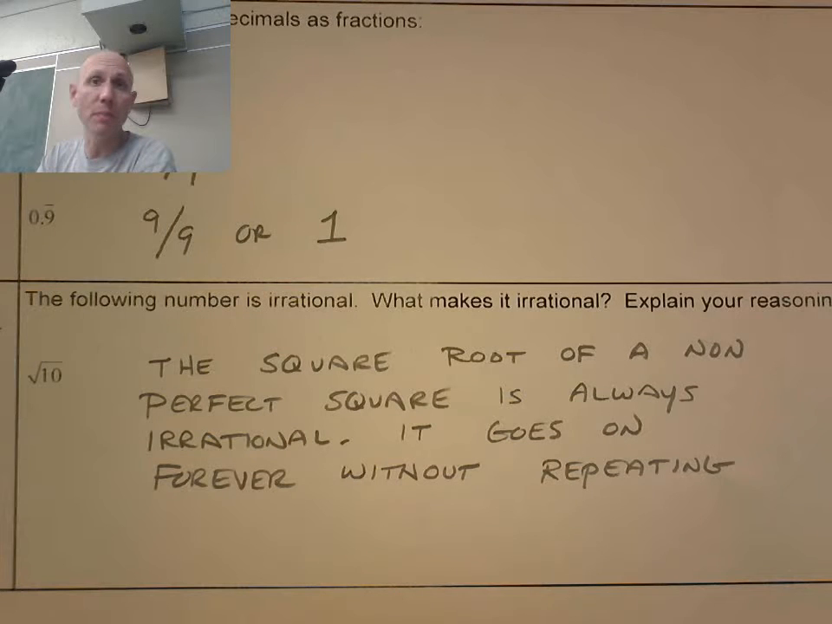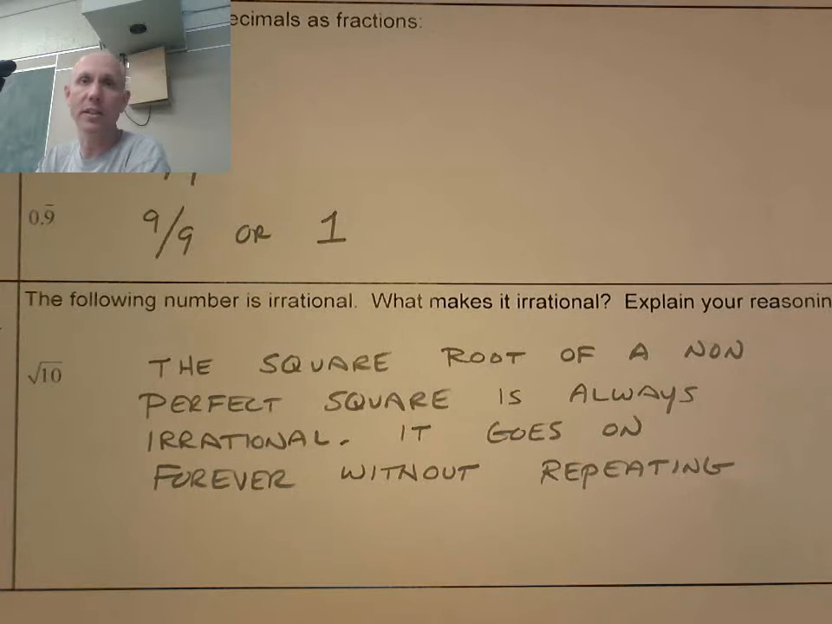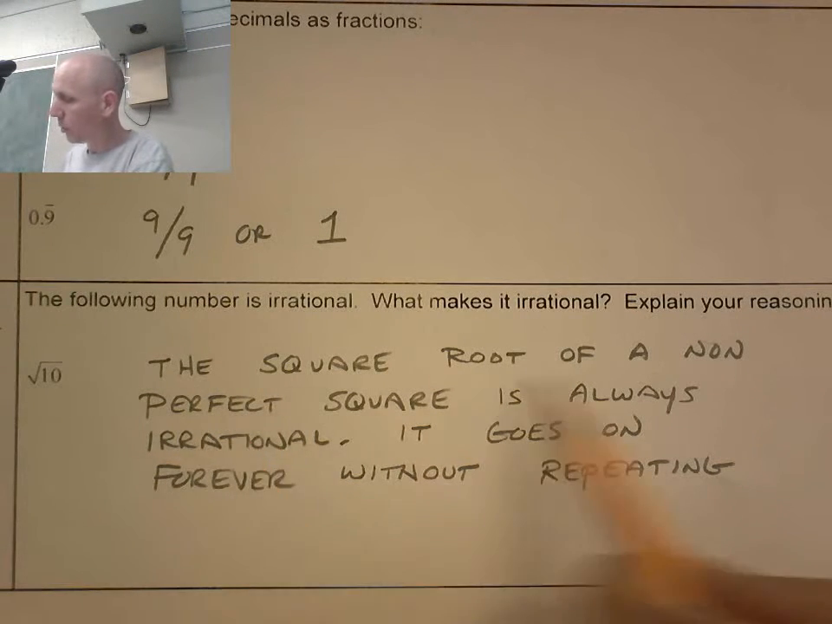Now I realize that as those numbers get bigger, you get to things like 400. Well, the square root of that is 20. You're going to get to some numbers that you don't know in your head. In that case, you're going to have to take a square root on a calculator to determine that it's not a perfect square. So the square root of a non-perfect square is always irrational. It goes on forever without repeating.